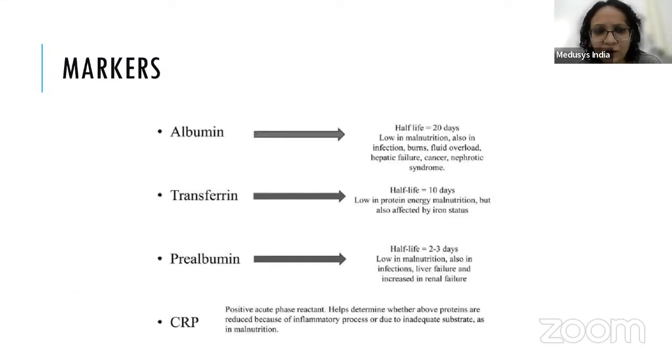Just to highlight, I wish to highlight this slide with only one thing. Albumin half-life is 20 days, transferrin half-life is 10 days, and pre-albumin half-life is 2 to 3 days. Only these three things I want all of you to remember from this slide. Am I clear?